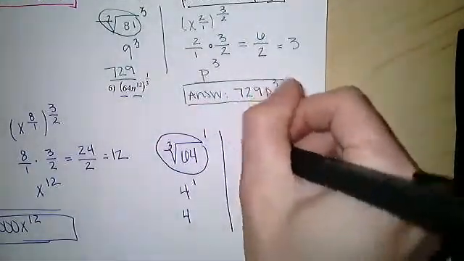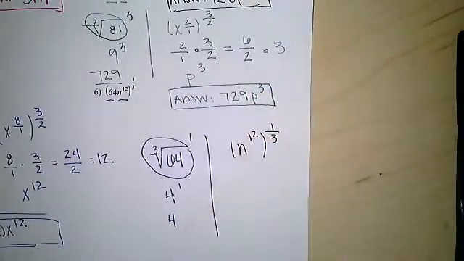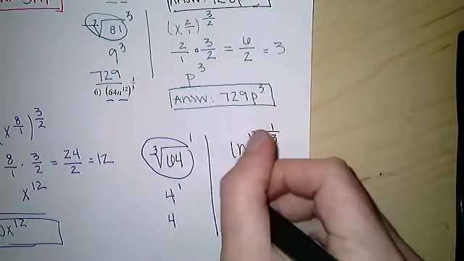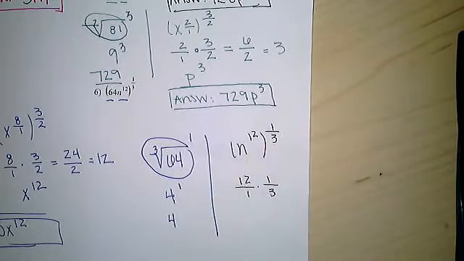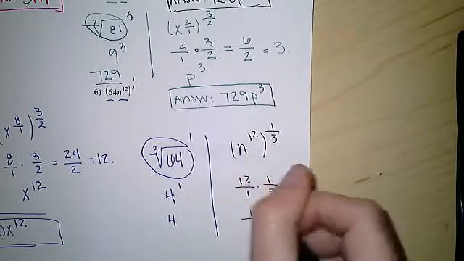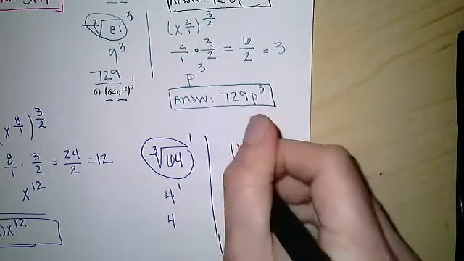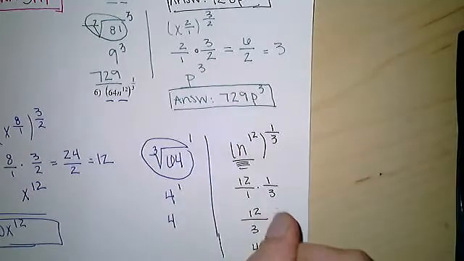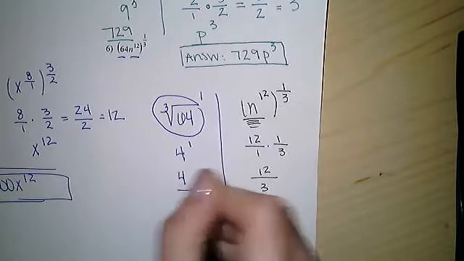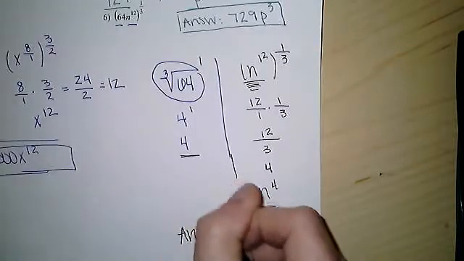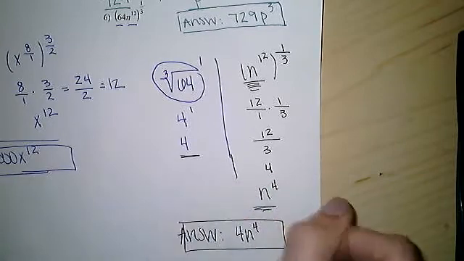For our n, we got n^12 and 1/3. You might be able to do that one in your head because 1/3 of 12 is 4. Or you could put the 12 over 1 and multiply it by 1 over 3. So that would be 12 over 3, which is 4 as well. Just remembering that this one has an n. So our new exponent of n is now 4. And we put it together as our final answer as 4n to the 4th.